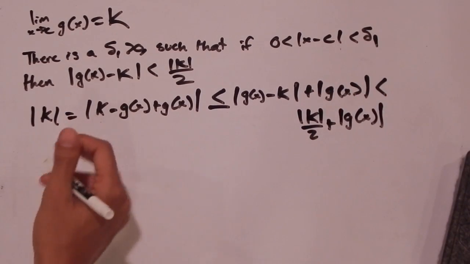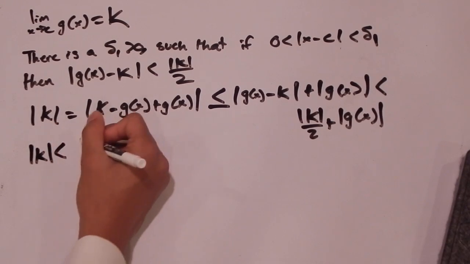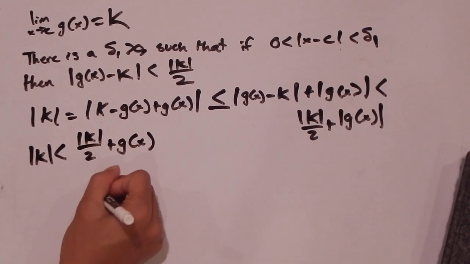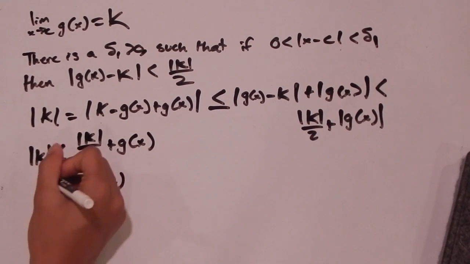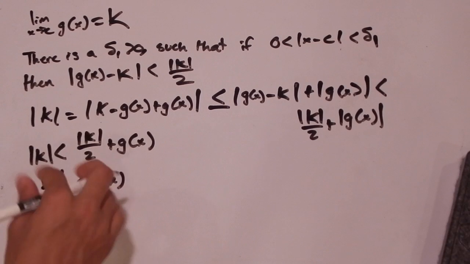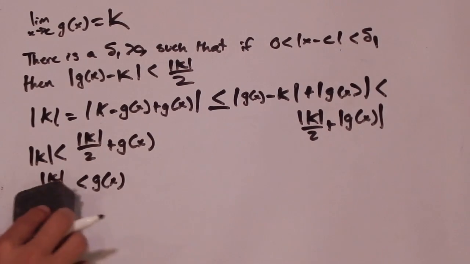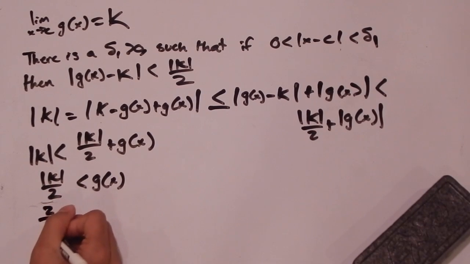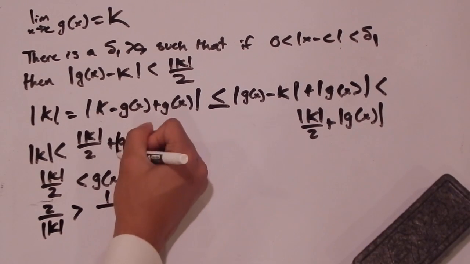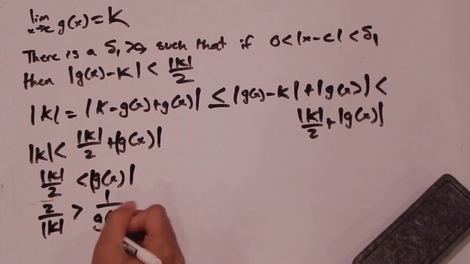So let's look at the expression I have now. When I'm picking x values inside this interval, I know that the absolute value of k is going to be less than the absolute value of k over 2 plus g of x, or that g of x is going to be greater than the absolute value of k over 2. Just subtract the absolute value of k over 2 from each side, and now I'm going to essentially flip this inequality and flip my fractions. So I'm saying if this is a smaller number than g of x, then the reciprocal of this, 2 over the absolute value of k, will be a bigger number than 1 over the absolute value of g of x.